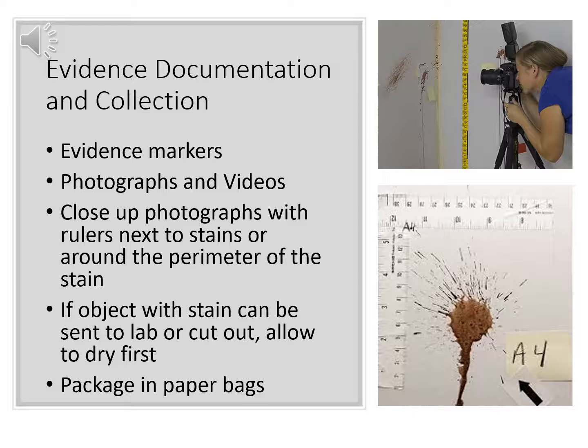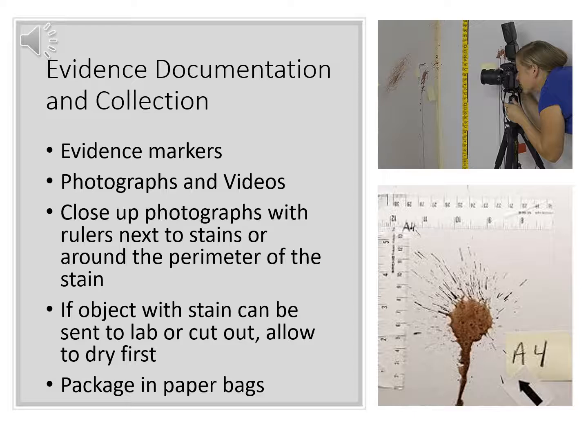And finally, we'll talk about evidence documentation and collection. Again, this is something that we've already discussed here in the course. So we know the very first thing is to secure and protect the scene, then your initial walkthrough and all of that. And so now we're finally to the stage where we're getting out the evidence markers, taking our photographs, narrating videos. In cases where blood spatter is a type of physical evidence present at the scene, you're going to want to get close-up photographs with rulers next to stains or around the perimeter of the stain to give an indication of size.